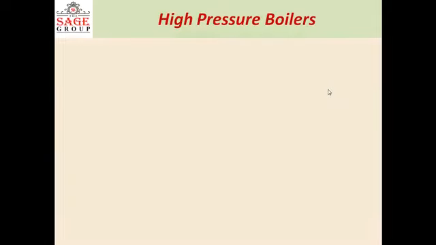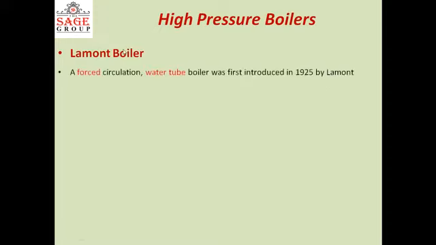Boilers which are used for pressures of more than 100 bar. So here we'll discuss today two types of boiler. First is the Lamont boiler. The Lamont boiler is a forced circulation type of boiler.